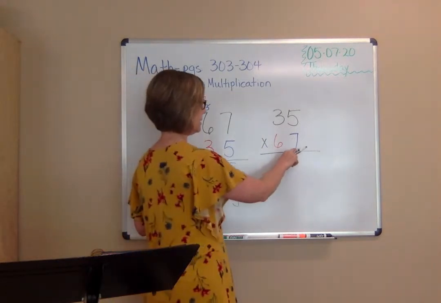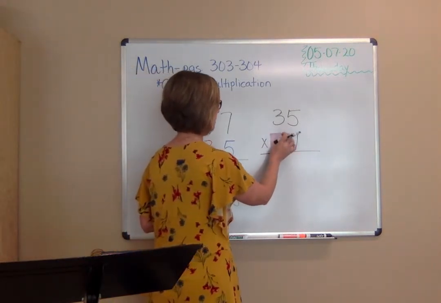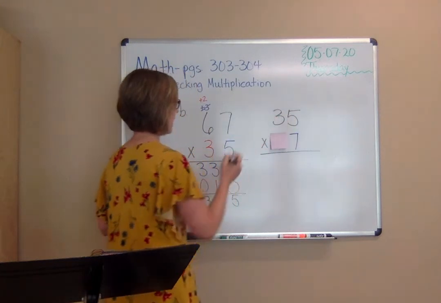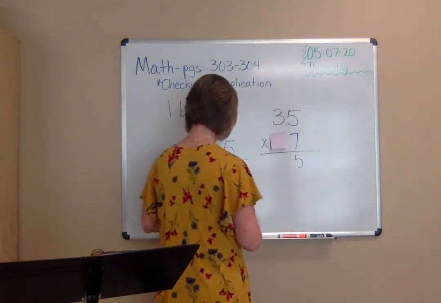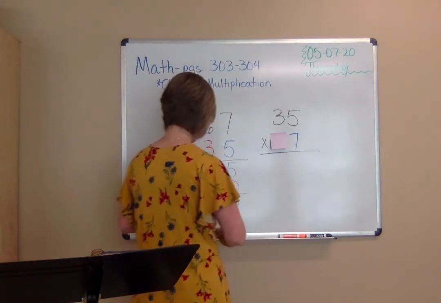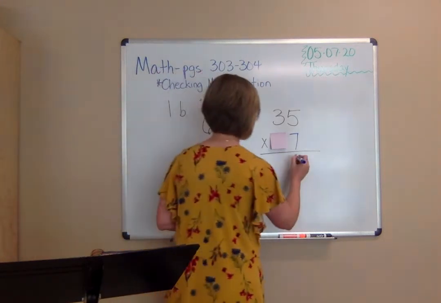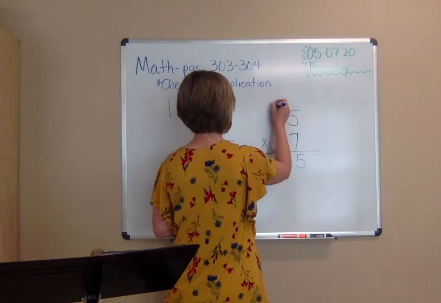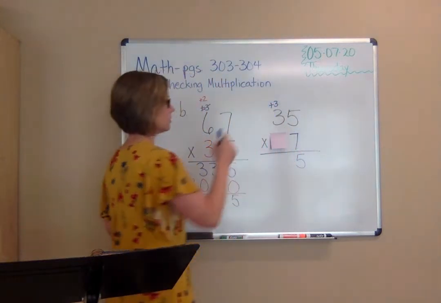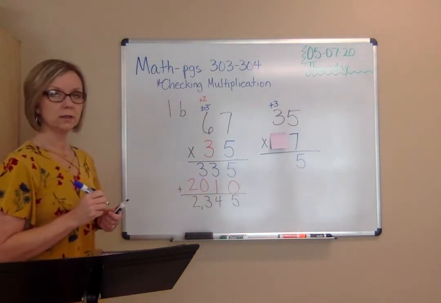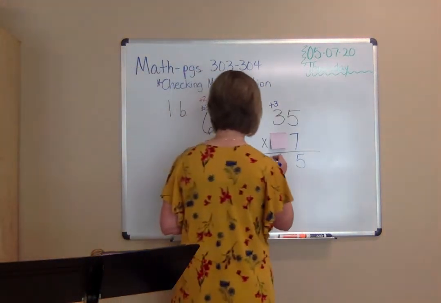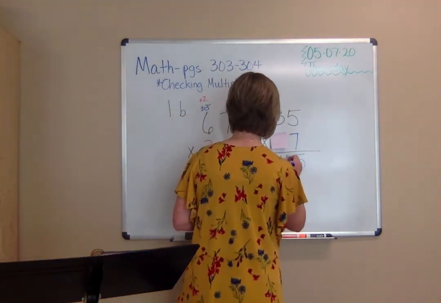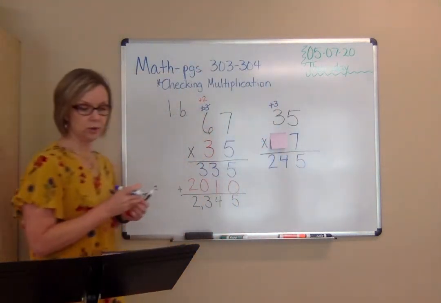We need a 7 table and a 6 table this time. 7 times 5 equals 35. My 5, wrote it wrong color again. Sorry. 5 goes down, plus 3 goes up. 7 times 3 equals 21. 21 plus 3 equals 24. So your first partial product is 245.